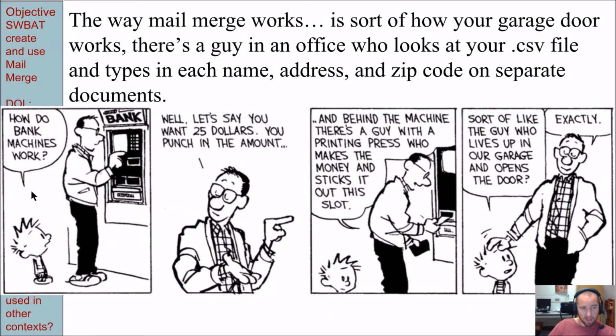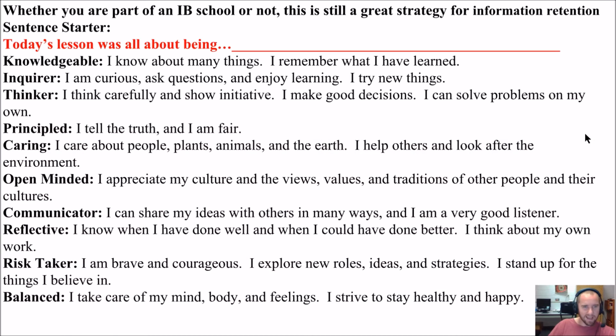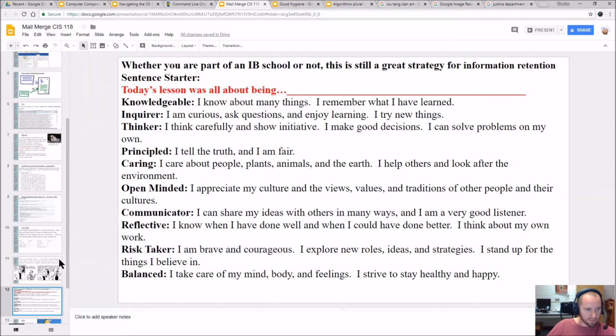Here is the Calvin and Hobbes. I love these comics. So Calvin asks how they work. His father says, let's say you want $25. You punch in the amount. And behind the machine, there's this guy with a printing press who makes the money. He sticks it out of this slot. And then Calvin says, oh, sort of like the guy who lives up in our garage and opens the door. Exactly. Okay, I have a weird sense of humor.